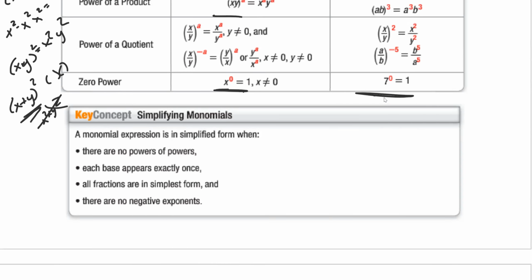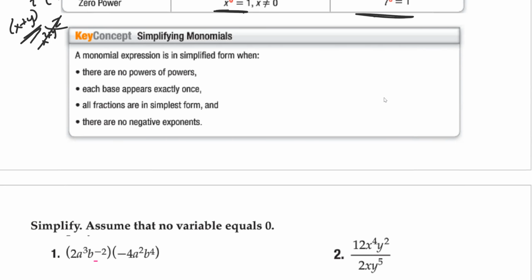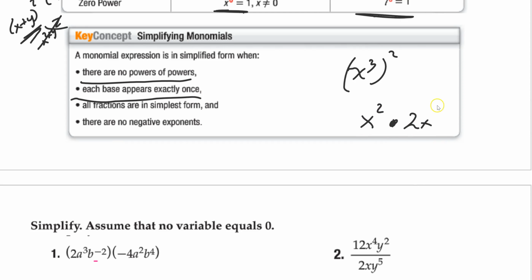Okay, a couple things. I want to talk about simplify. When I want you to simplify, there's a couple things I want you to do. First, there should be no power of powers. I think that's kind of obvious. You can't leave it like this. That's not simplifying. Each base appears exactly once. What does that mean? If you have x squared times 2x to the 4th, you're like, wait, I could combine these. That's what that means. All fractions in simplest form.